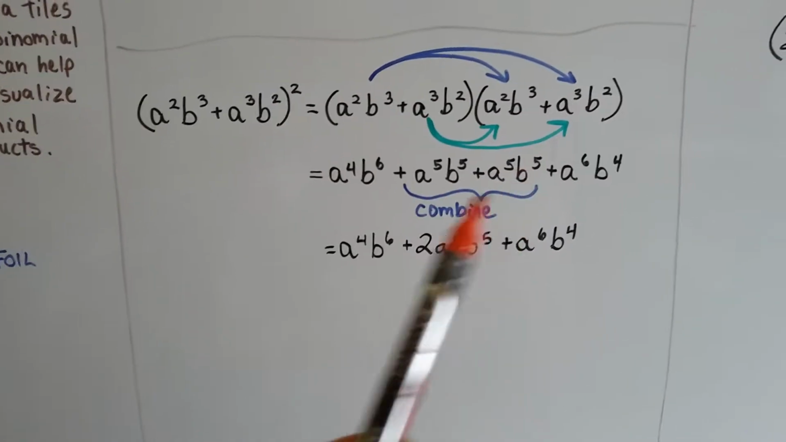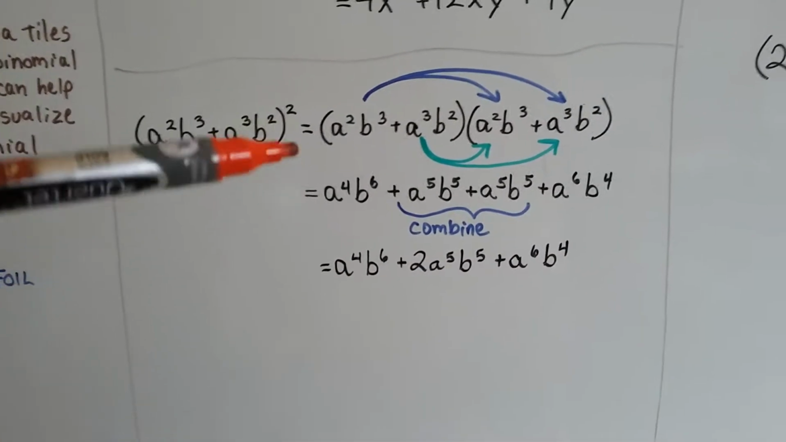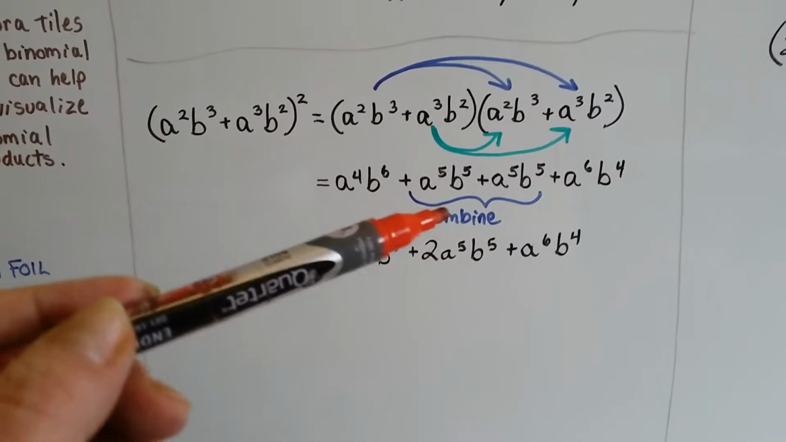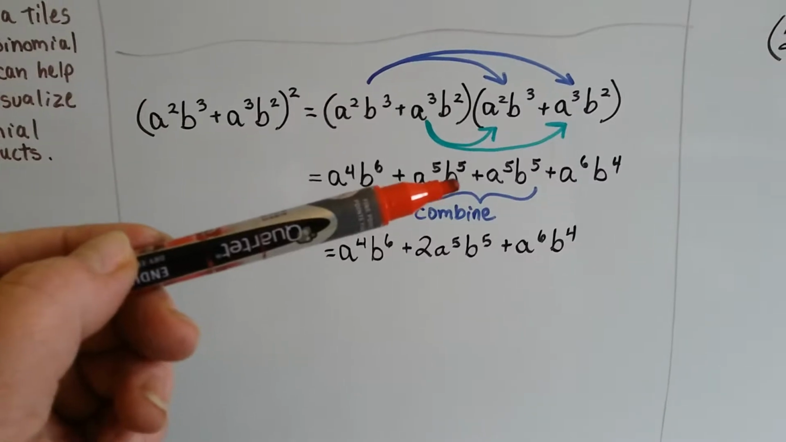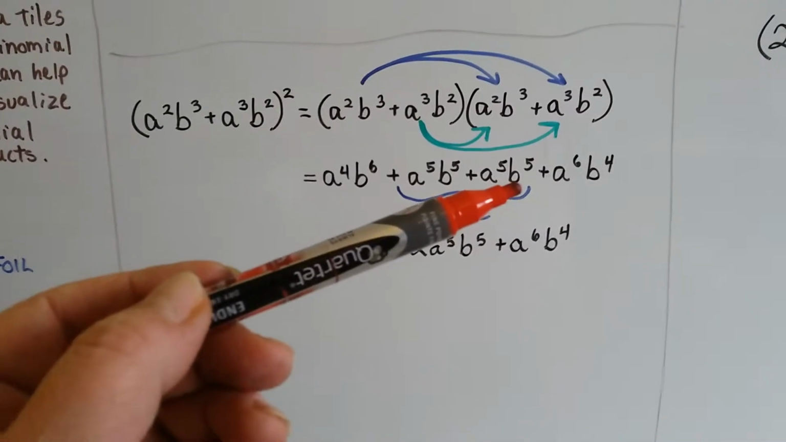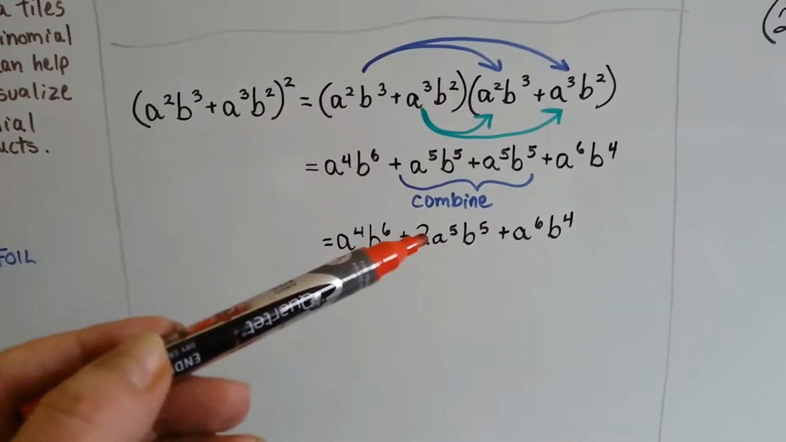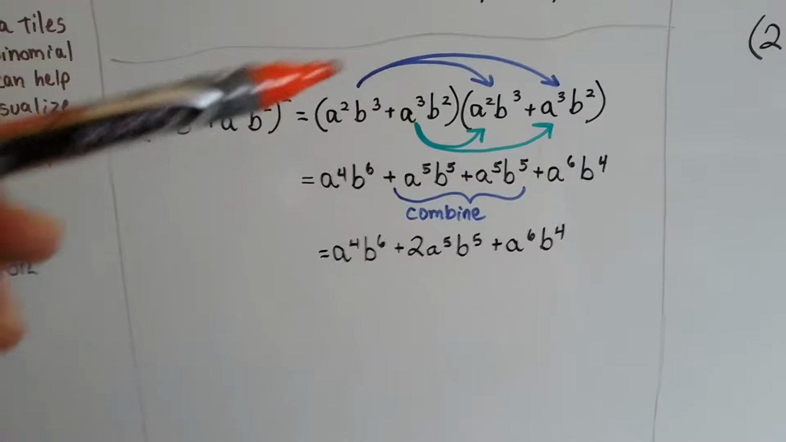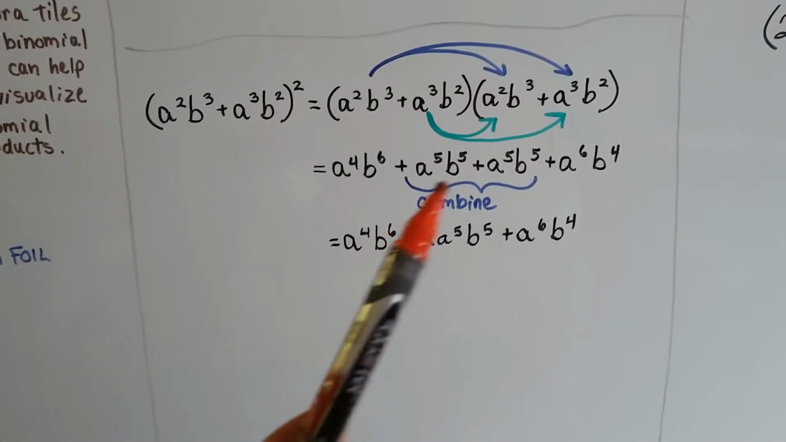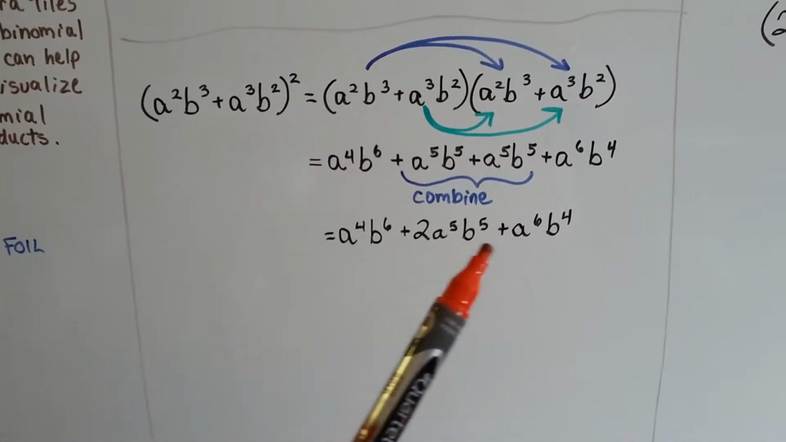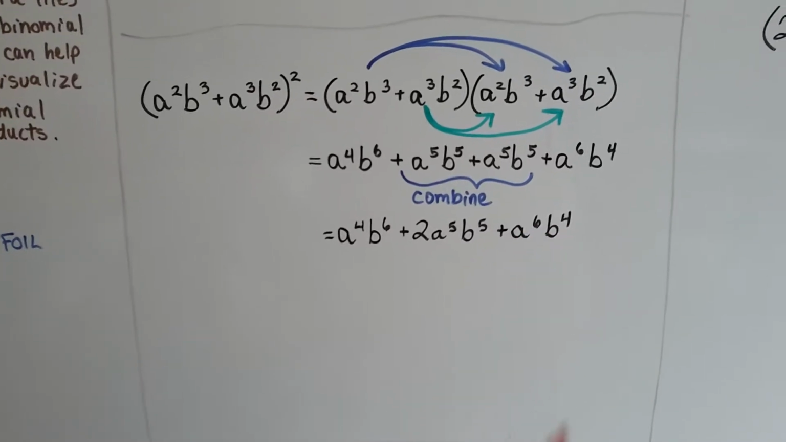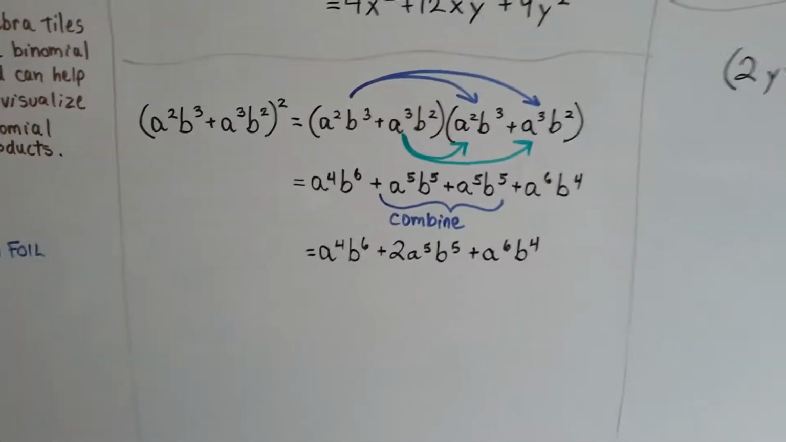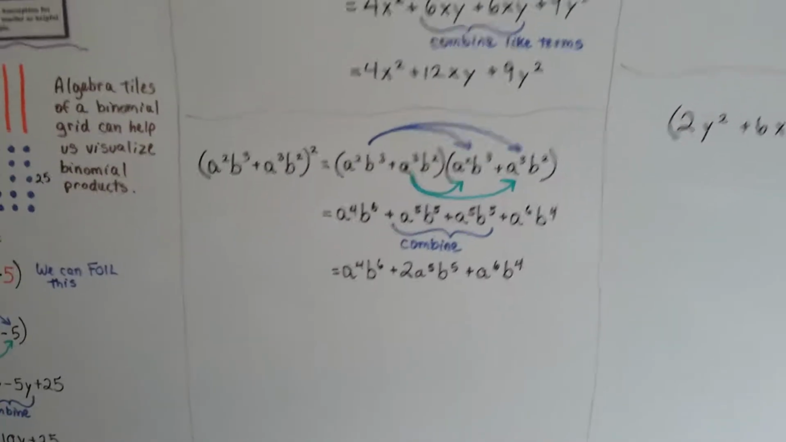We're adding here. The product rule says when we're multiplying, we add the exponents. When we're adding them, and they've got like bases, we combine: 1a to the 5th b to the 5th plus another a to the 5th b to the 5th gives us 2a to the 5th b to the 5th. See? Because that's addition. Multiplication, you add the exponents. Addition, you combine like bases, okay? And it's plus a to the 6th, b to the 4th, and now we've done that binomial square, see? Just make sure you go slow and keep track of your exponents, okay?